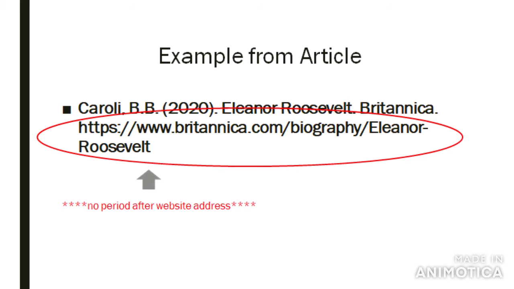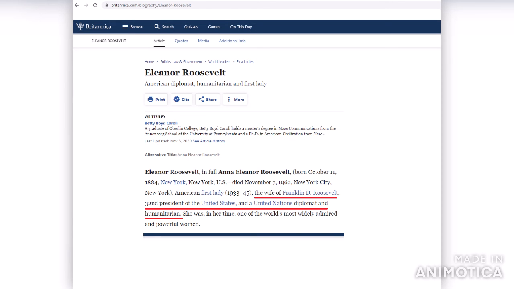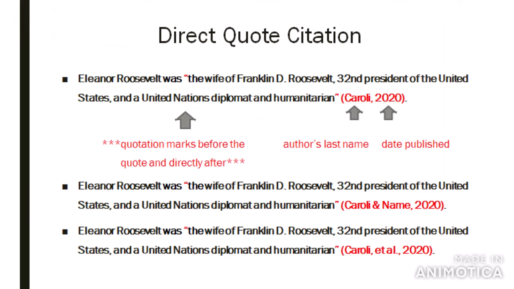So now that you know how to make the entry on the reference page, how do you cite information from the article within your paper? Looking at the article, what if we wanted to include the information underlined in red within our paper? If you want to directly quote the information exactly as it is written, you would put quotation marks directly before and directly after the quote. There is no period after the quote, but you would put the citation directly behind the quote.